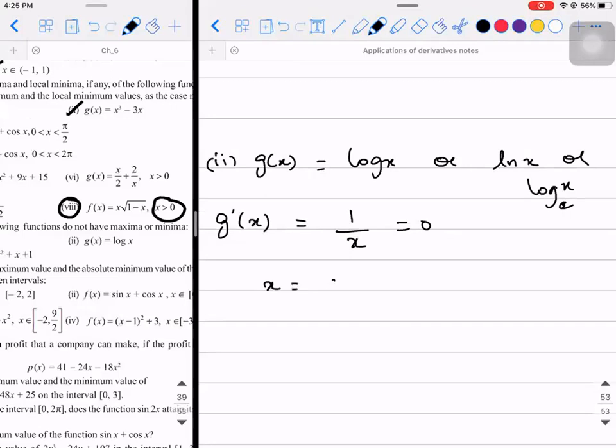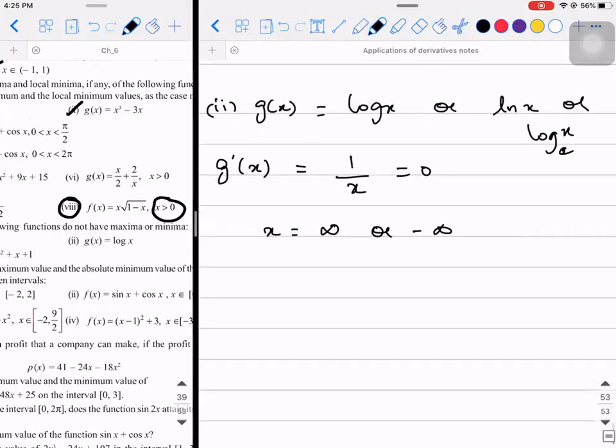Infinity. It should either be infinity or minus infinity. Again, it is not a part of the domain. So what is the domain of the logarithmic function? Positive. The domain of the logarithmic function is that the value of x inside the logarithm should always be positive. So x should be greater than 0.